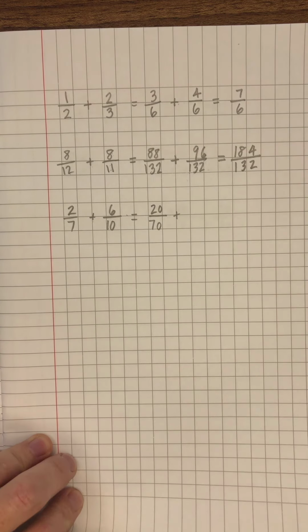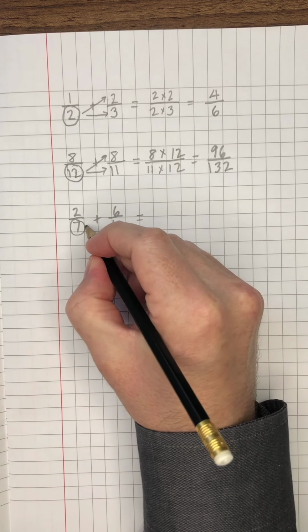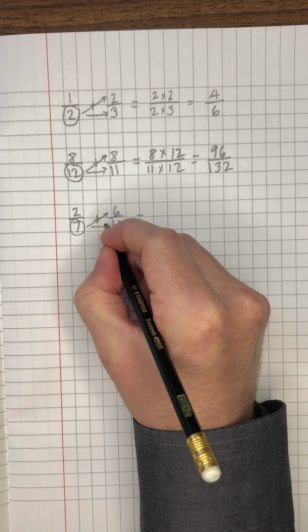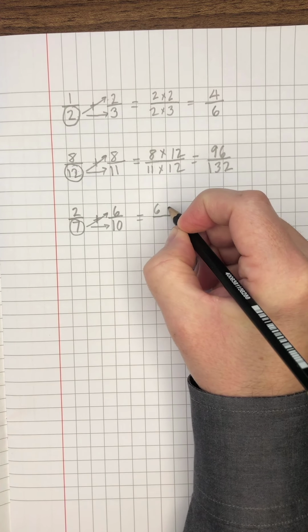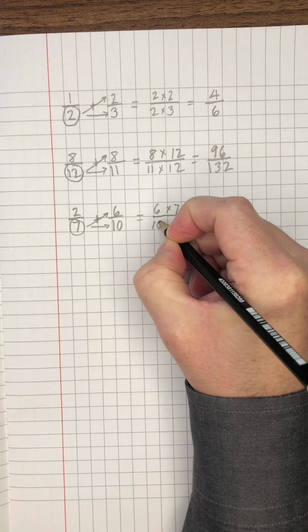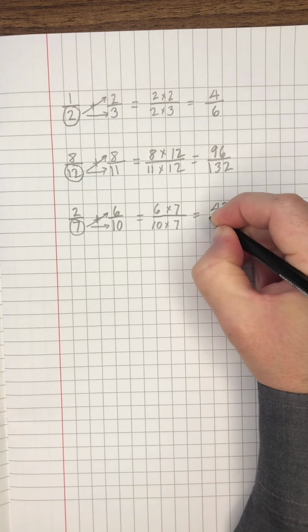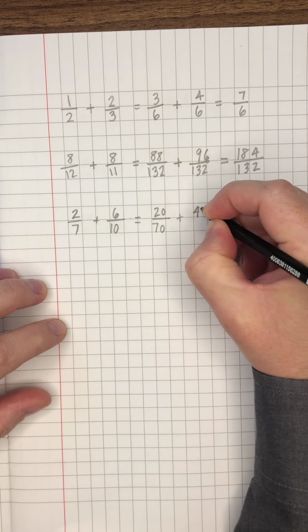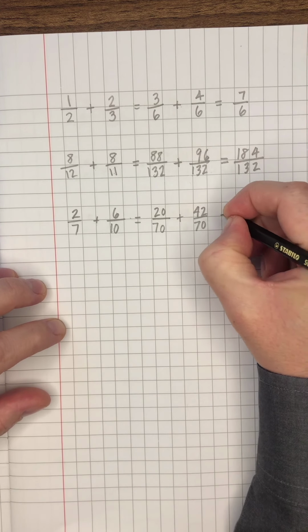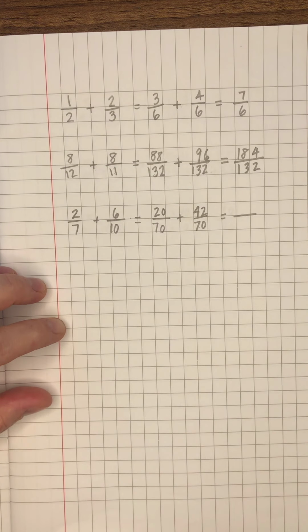Now we have to add it to the equivalent fraction when we cross multiply with the 7. 7 times 6 in the numerator and 7 times 10 in the denominator. So here we have 6 times 7 and 10 times 7. When we multiply, we get 42/70. So our second fraction that we will add is 42/70ths.